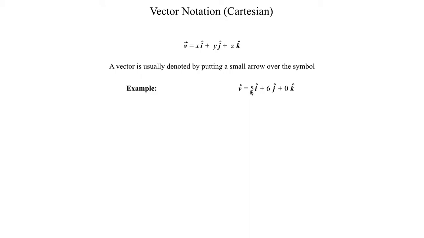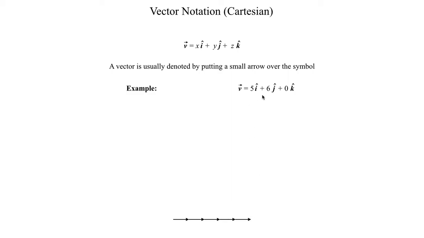So in this case, I have the number 5 in front of the i hat here, which means that the vector extends 5 units in the positive x direction. And the reason why I know it's positive x direction is because this number itself is positive. If it were negative, then it would be going in the negative x direction. So here this extends 5 units in the positive x direction, which might be represented as such.